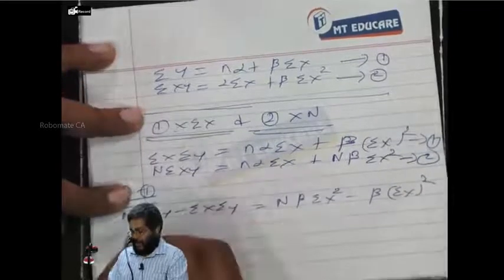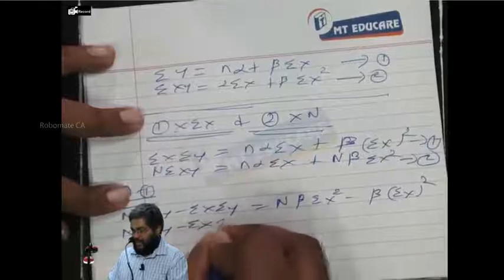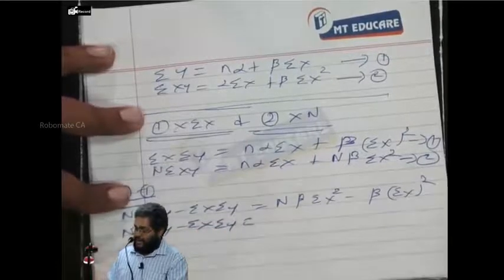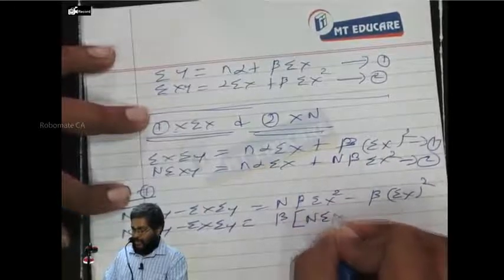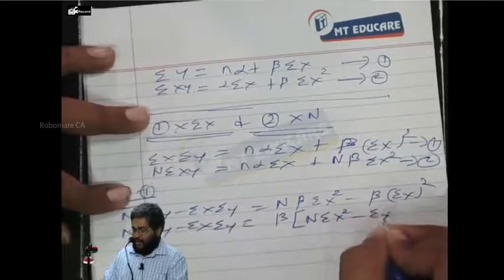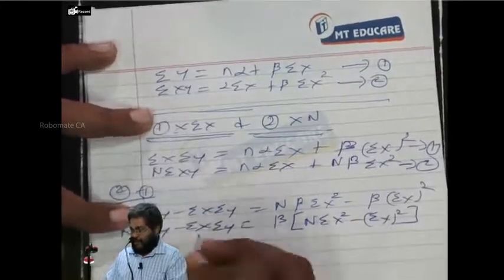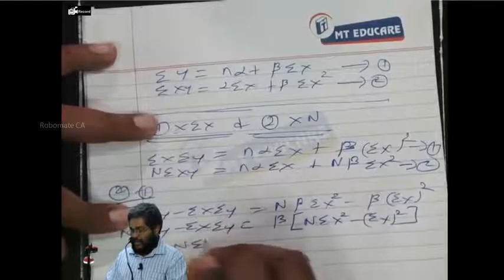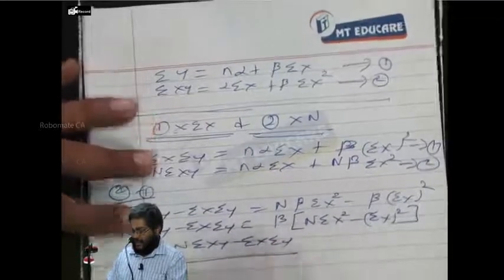Yes or no? Now I further simplify. N sigma xy minus sigma x sigma y. Can I take beta outside or not? Yes. It is beta into n sigma x squared minus sigma x the whole square. Are you following? Now you have to find out what? Beta. Beta is equal to what? N sigma xy minus sigma x sigma y divided by what?